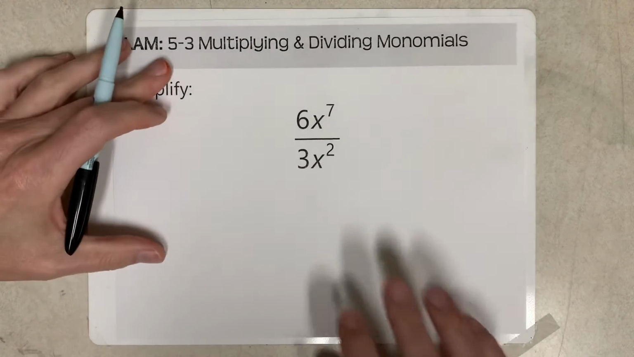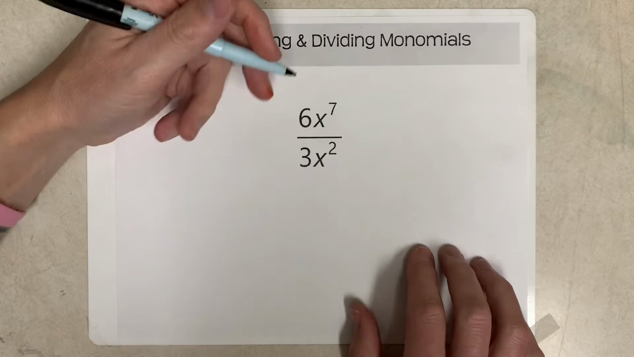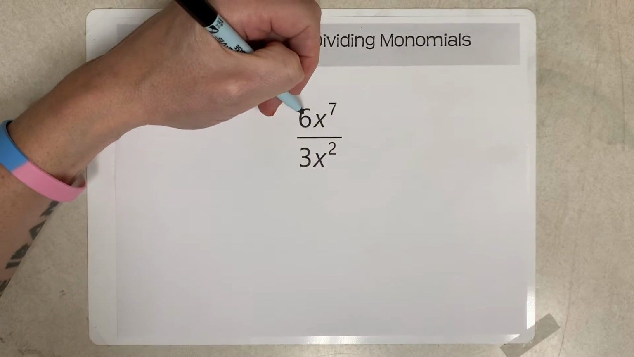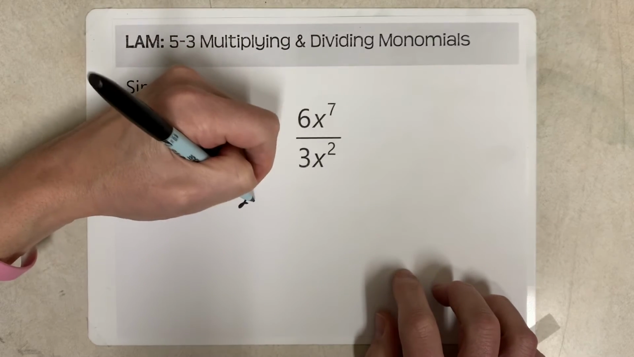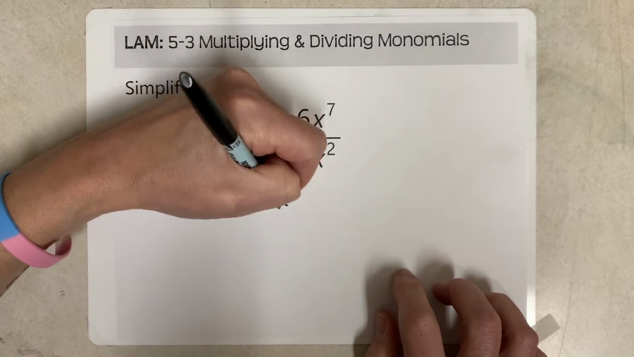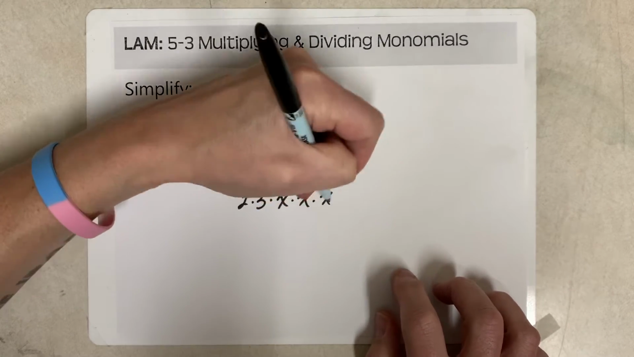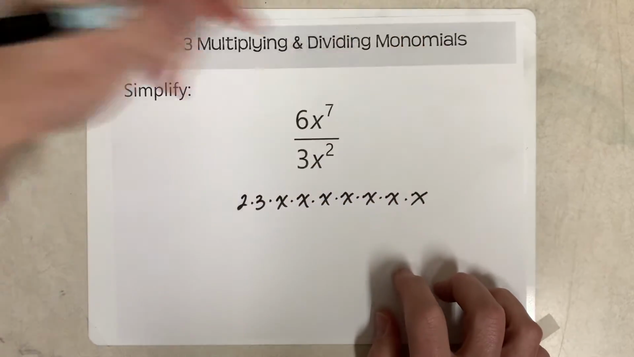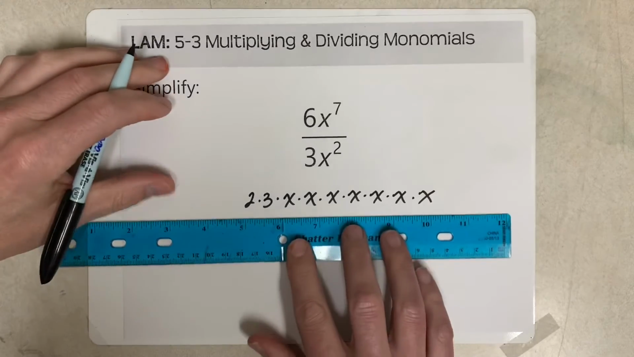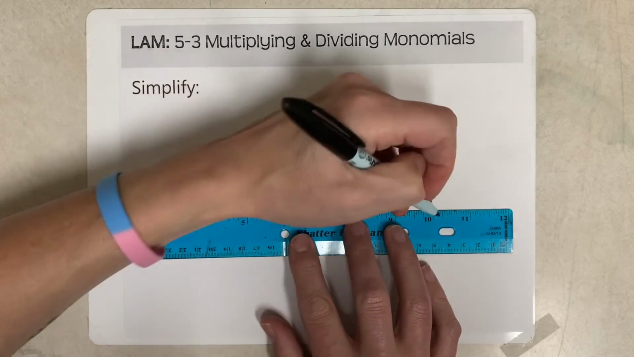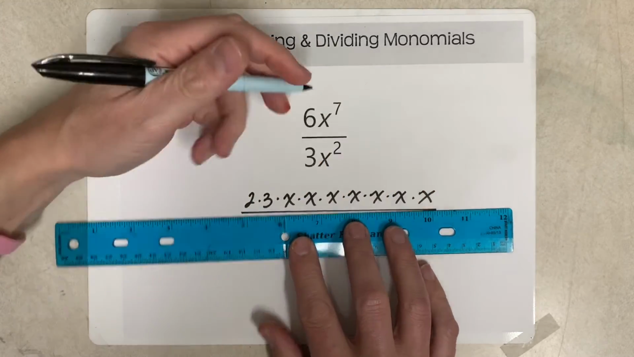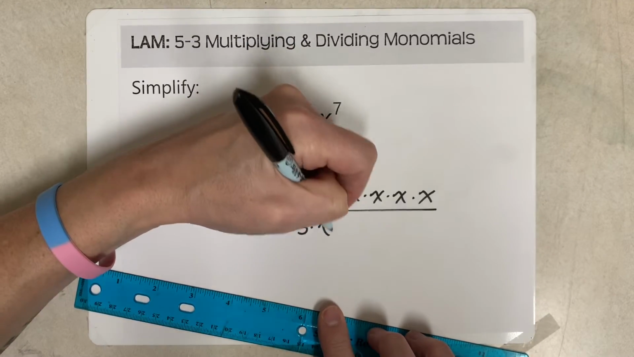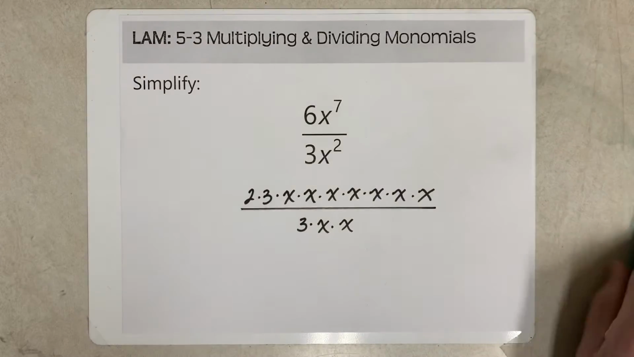We're going to do the same thing here. 6x to the 7th. 6 is 2 times 3. And then 7 x's is 1, 2, 3, 4, 5, 6, 7. Now, you can clearly see that when the x's get to be the variables, there's a lot of them, you're going to have to write a lot of stuff, and hopefully there's going to be a better way to do this. 3, and then x squared is 2 x's.